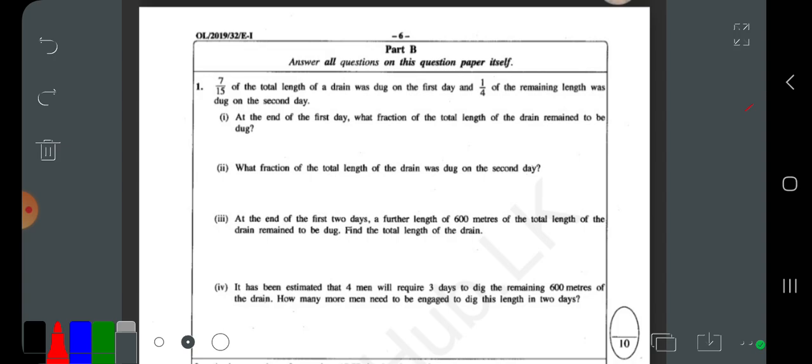Okay children, if you didn't do this paper before, try to do it first and read it, and watch this video, then it will be more useful to you, right? We'll get into the video.